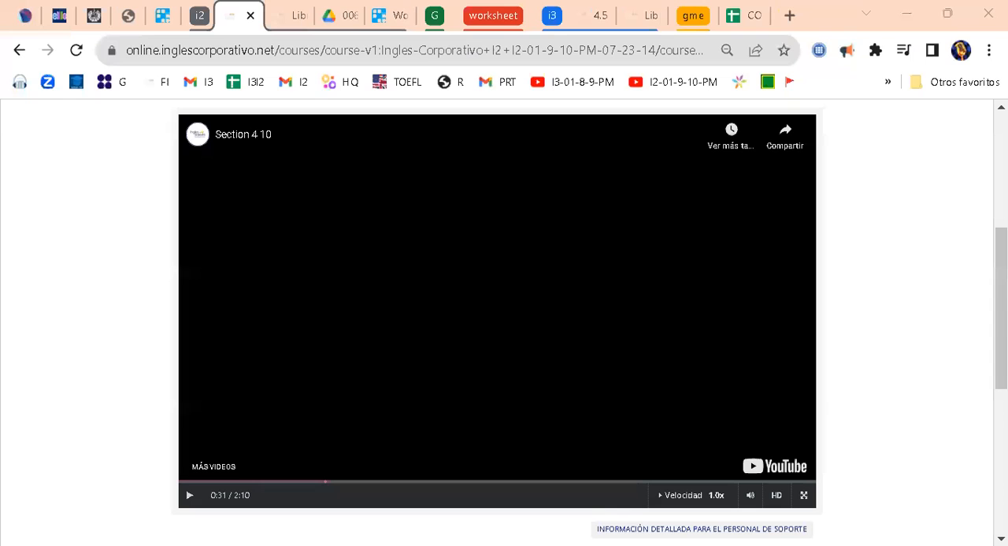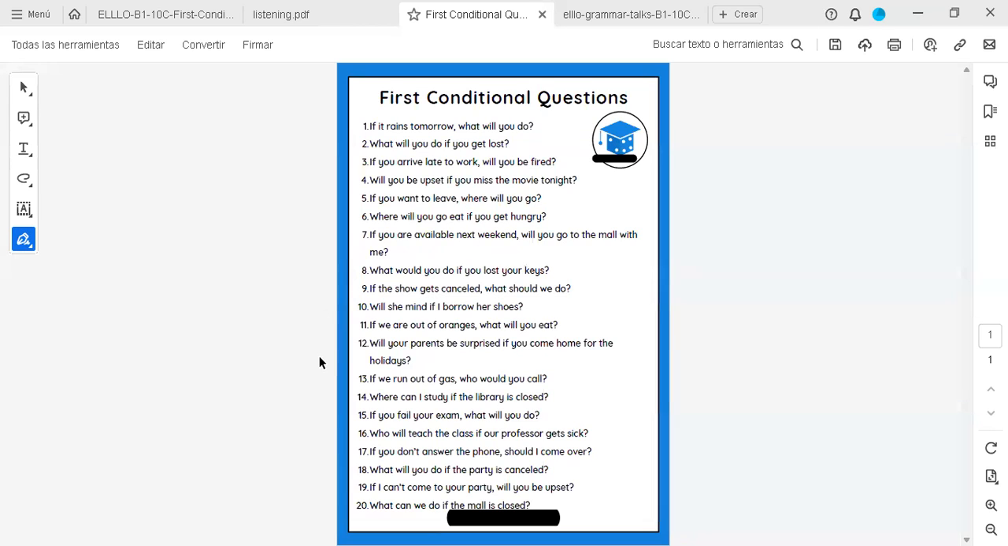Okay, so now we're gonna have a chat on it. Look at this. So I have some questions, guys. Can you see the questions? First conditional questions. Can you see it? Yes. Okay, so question number one. If it rains tomorrow, what will you do, guys? So what is the consequence? If it rains tomorrow, what will you do?